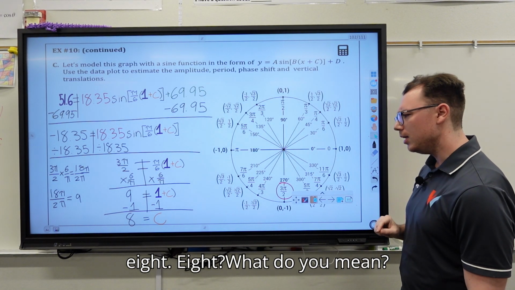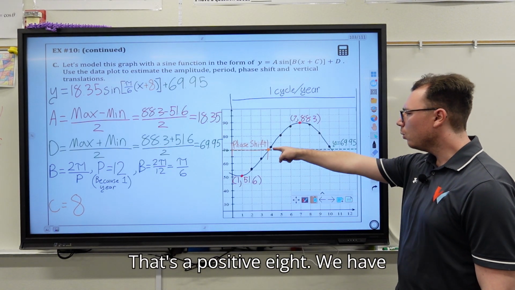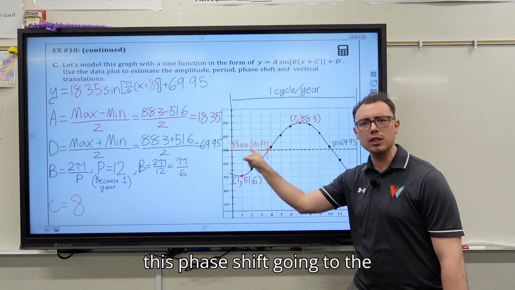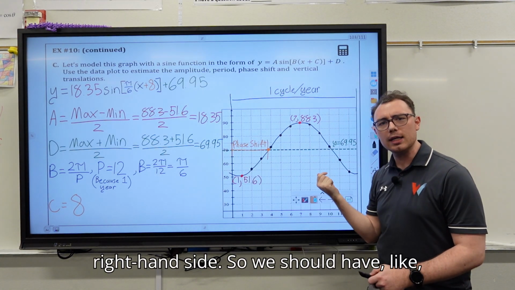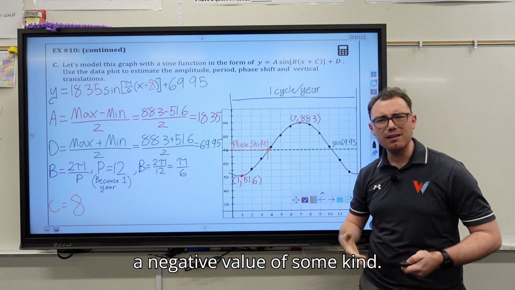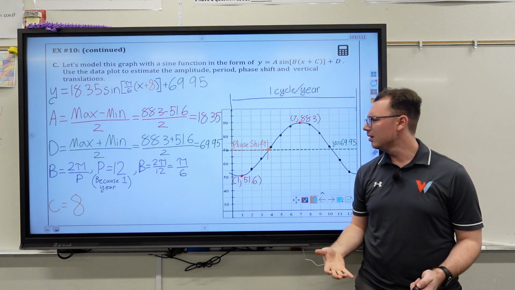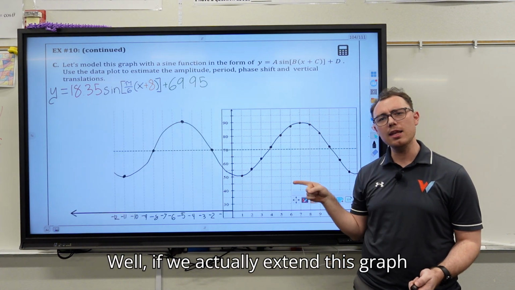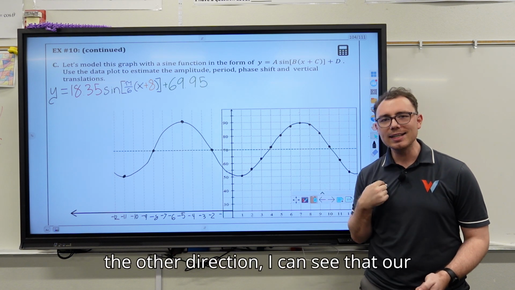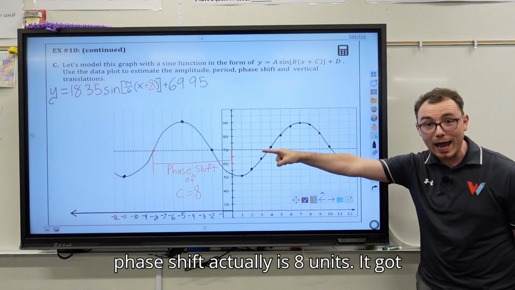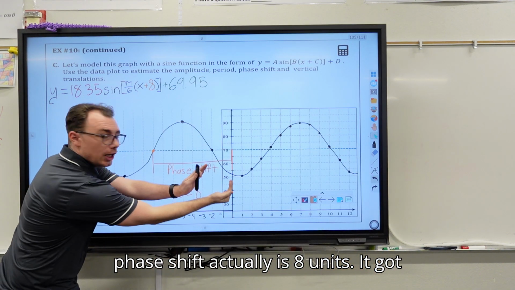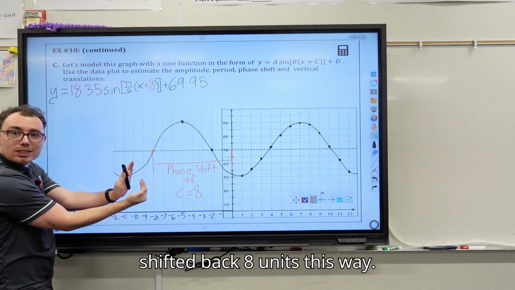8? What do you mean? That's a positive 8. We have this phase shift going to the right-hand side. So we should have like a negative value of some kind. Well, if we actually extend this graph the other direction, I can see that our phase shift actually is 8 units. It got shifted back 8 units this way.